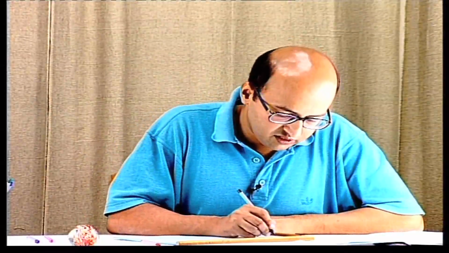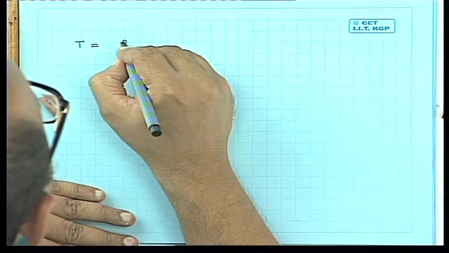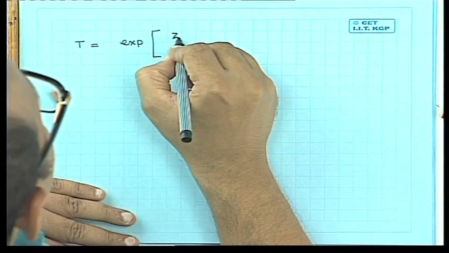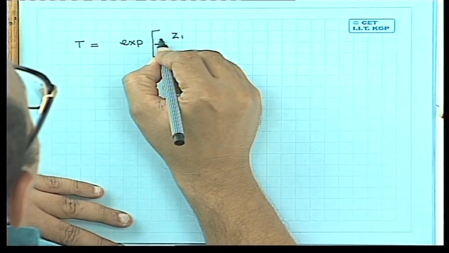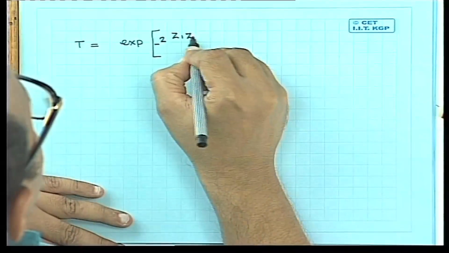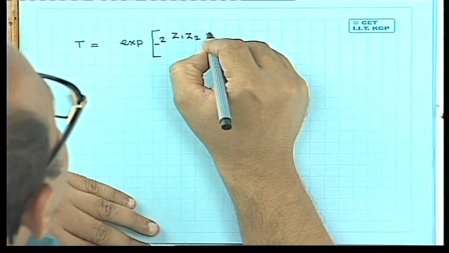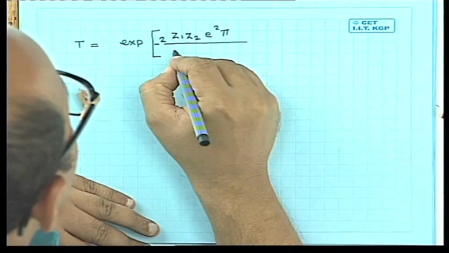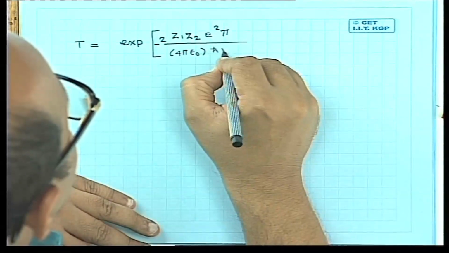That is what we set out to calculate. So the transmission coefficient turns out to be exponential minus 2 exponential Z1 Z2 into e square pi by 4 pi epsilon naught into h cross into v.